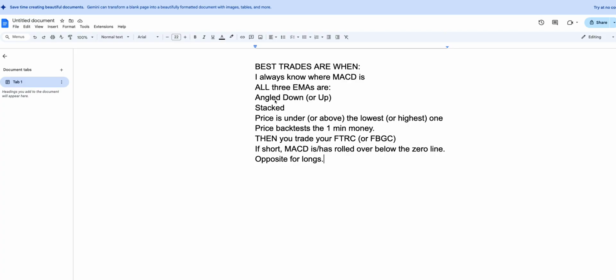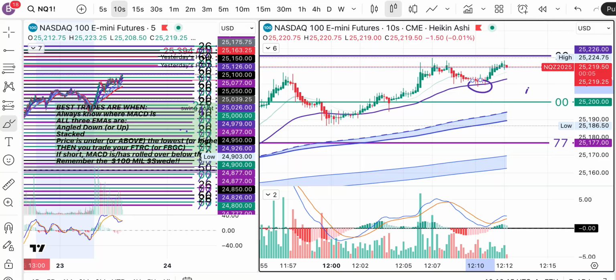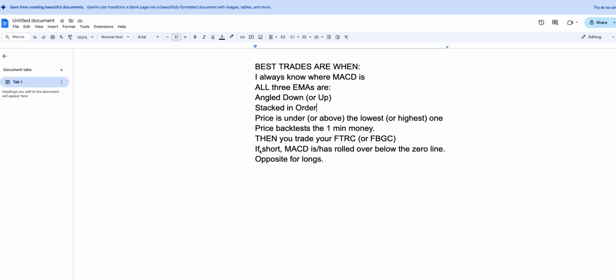All three EMAs are angled up in this case. They're stacked in order. Price was above the highest EMA. Price back tested the 1 minute money line right there. And the MACD has rolled over or above, as in the case of longs. It's above the zero line. So I just have to take that out right there because I just explained longs.